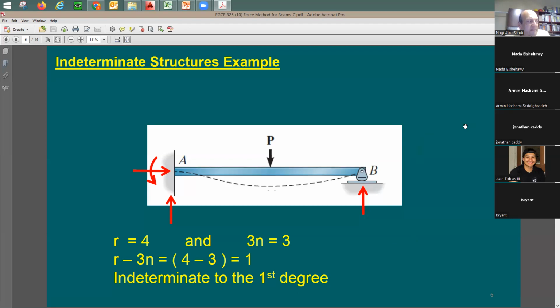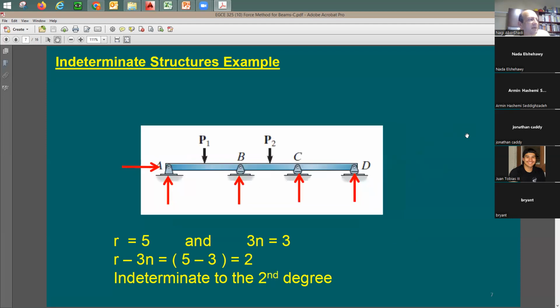So the issue again: find out the reactions, find out the number of separate structural members. For example, if I have an internal hinge, I'm going to say that I have 2. In this case, there are no internal hinges, so it's just one member times 3. Okay, another example.